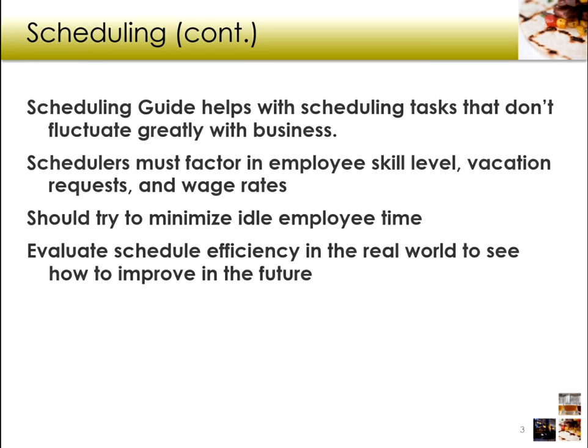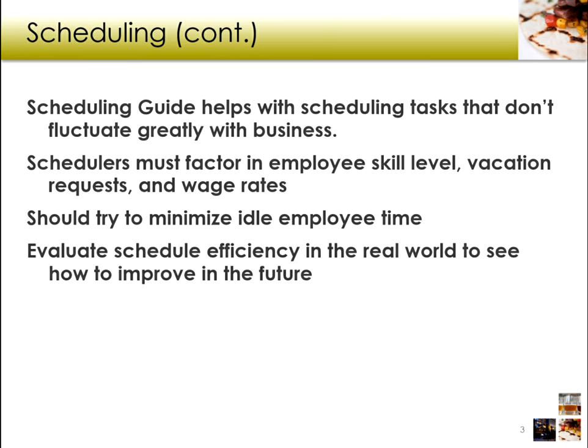You want a scheduling guide or a basic template that you can have laid out of how many servers we need for a shift, with the scheduled tasks that don't fluctuate greatly with the business, right? So sort of a template that if we had 0 customers come in, how many servers or how many cooks do we need to actually run the business? That's sort of your baseline that you need before you even start adding any forecast, right?